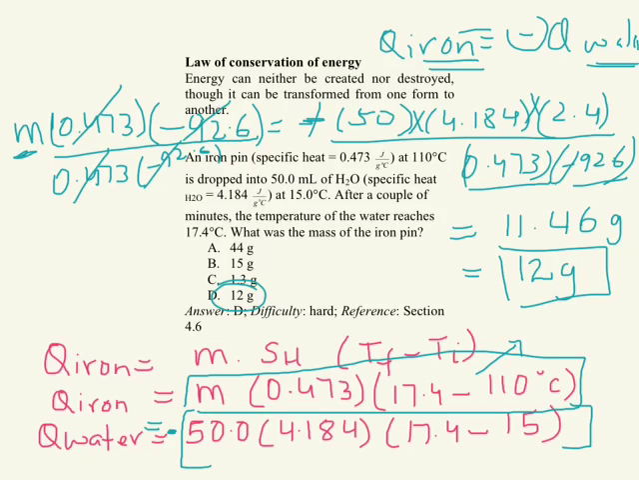Why do we have to report it in 2 sig figs? Because look at the numbers given in the question. 110. How many sig figs are in 110? 2. 50.0 has 3. 15.0 has 3. 17.4 has 3. So the lowest is 2. That's why the answer has to be reported in 2 sig figs.